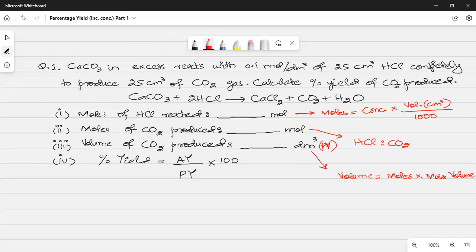Part 3 is giving you the answer to Py. So whatever you have as the answer to step 3, that's Py. Ay is already given in the question as 25 cubic centimeter. There you go. You can find out the percentage yield. Now take your time, solve part one first, and then let me know what your answer is. I can wait.